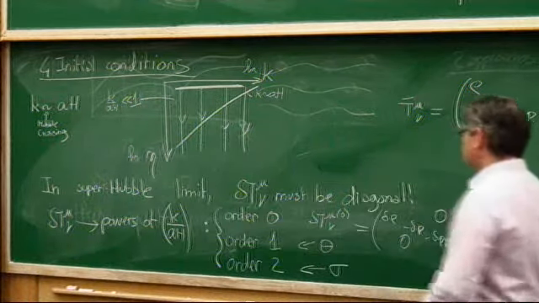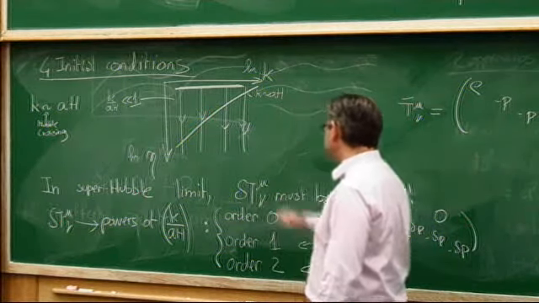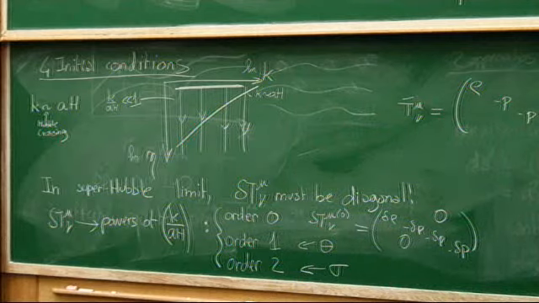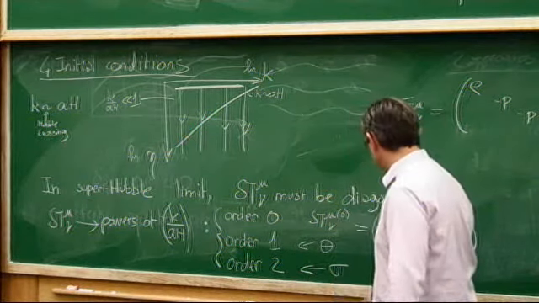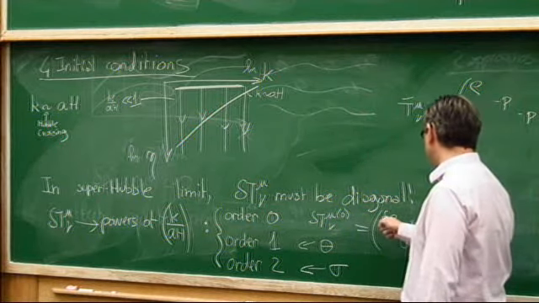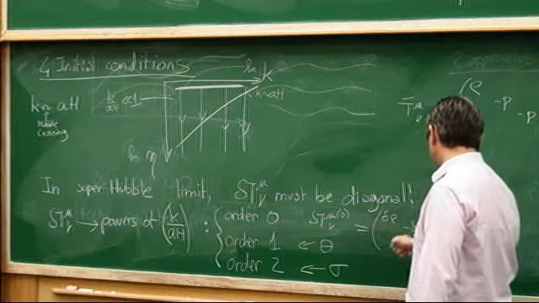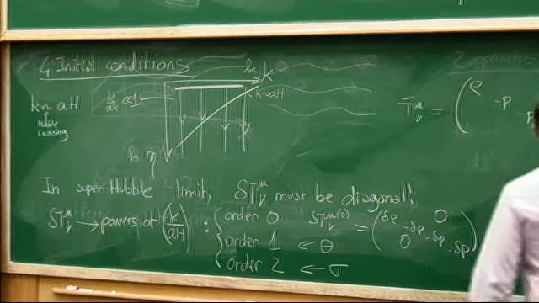Why is it important in this context to know that at order 0, delta T mu nu is diagonal? Because it means that in my initial condition, I can start from theta equal to 0, sigma equal to 0, and I just need to know for each of my fluids what is the value of delta rho and delta P initially. Okay?